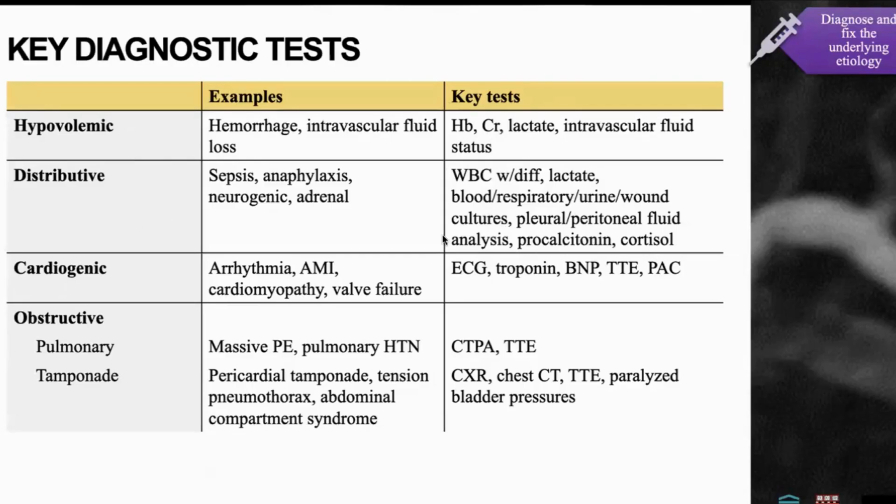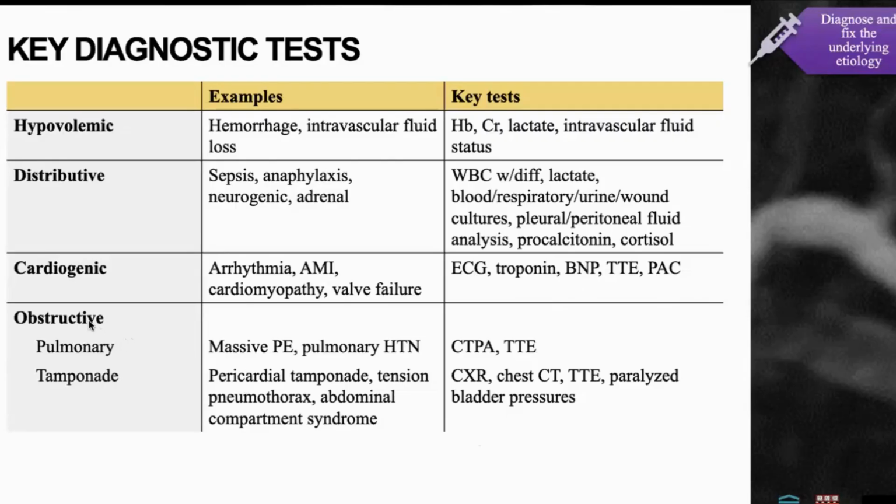And then in cardiogenic shock, you have to make sure the patient's not having an MI. So get an EKG, get a troponin, get a BNP to see if they're in heart failure, and then get an echo and really float a Swan, which is what either you or the ICU team needs to do.